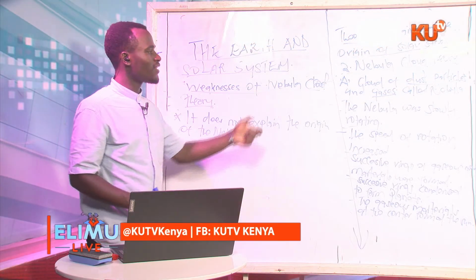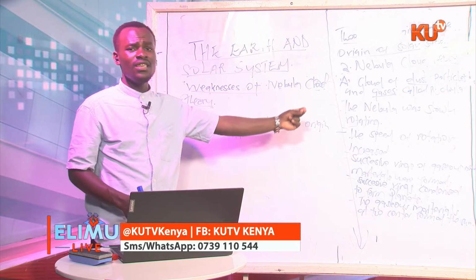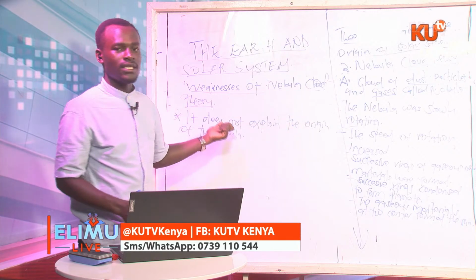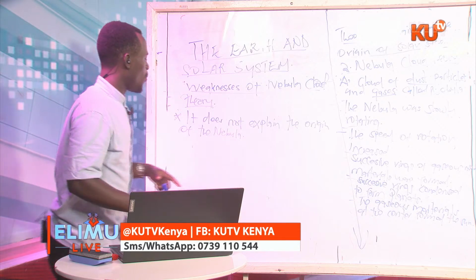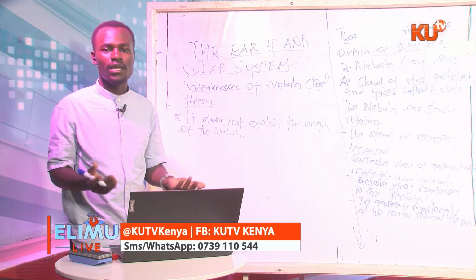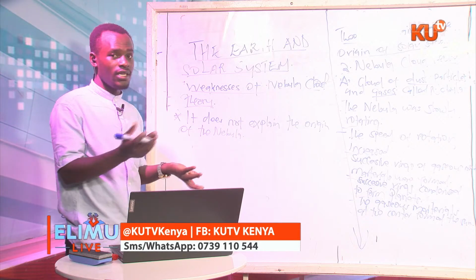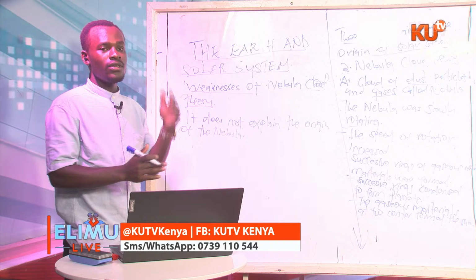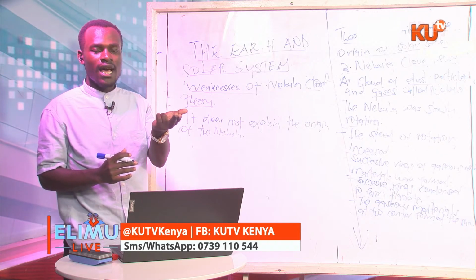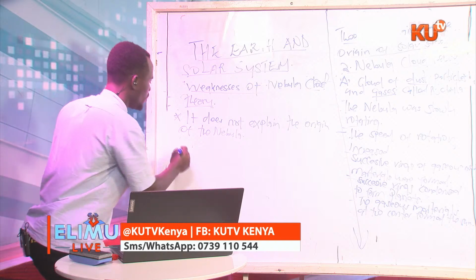So class, that marks the end of the theories that explain the origin of the solar system. However, we cannot fail to talk about the other theories. We will just mention them, and I hope my producer is projecting them so that my students who are watching at home can see. The other theory is the collision theory.